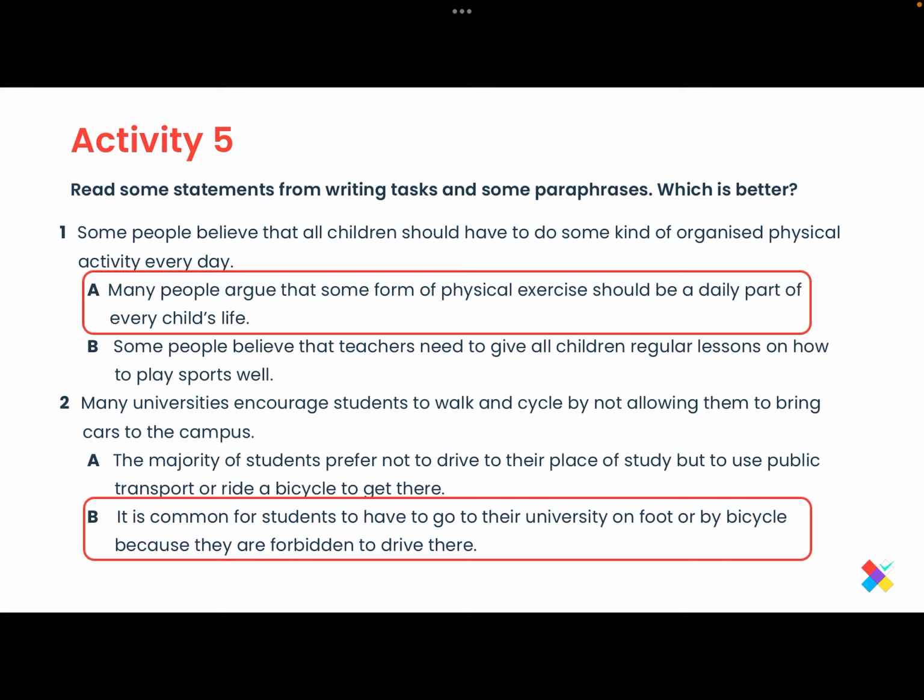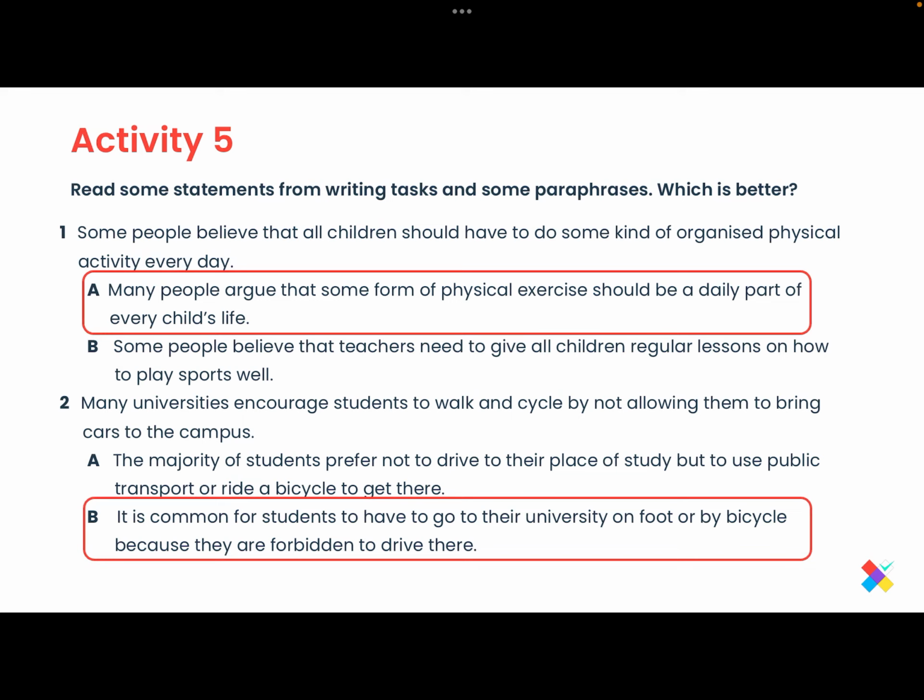No. So again, it's something similar to task 1. Try to paraphrase what you see in the introduction. Don't just simply introduce things or words or characters, people who are not involved in the question. In the second one, many universities encourage students to walk and cycle by not allowing them to bring cars to the campus. The second one is correct.